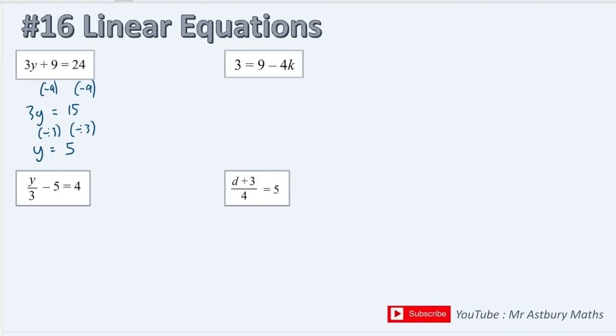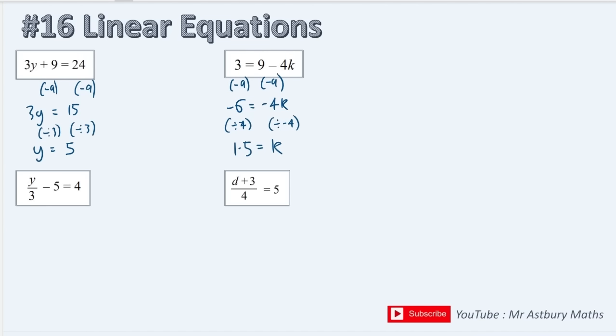Okay, next question. I need to isolate the k. So I'm going to subtract 9 from both sides to remove the k. And that 3 minus 9 is minus 6. And this leaves me with minus 4k on this side. I'm then going to divide both sides by minus 4. And minus 6 divided by minus 4 is 1.5. So that is the value of k.